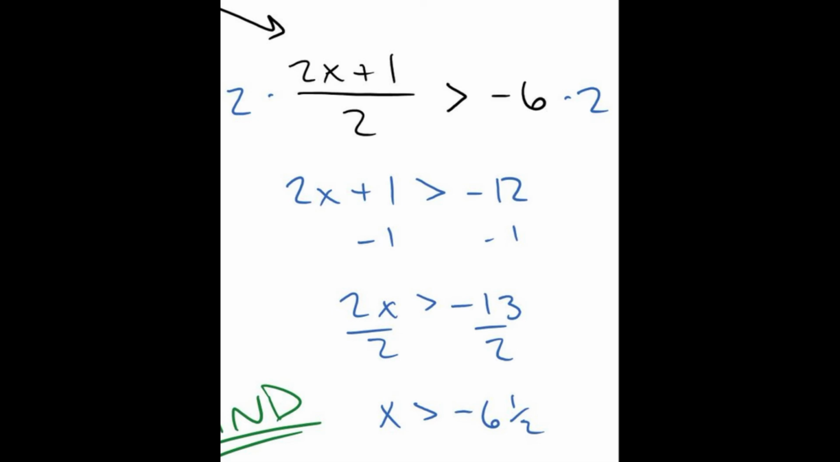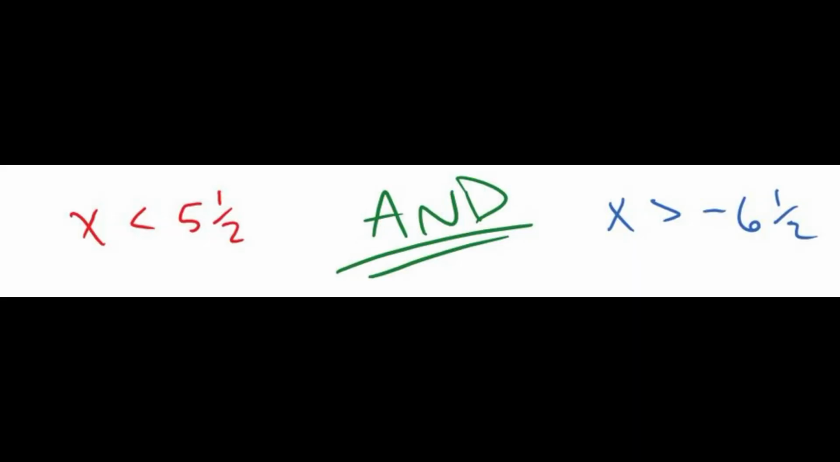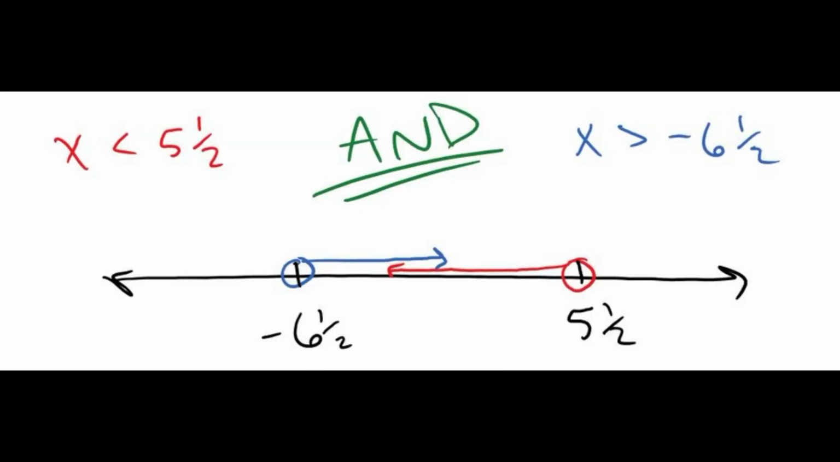So now I need to figure out what word goes in between those. Is it and or or? If they go away from each other, or in other words, if you have two regions, it's or. If they go towards each other, meaning just one region in between, it's and. So I put these on a number line. I put an open dot for both of them because there's no equality. It's not like less than or equal to, it's just less than. Okay, so open dot at both.